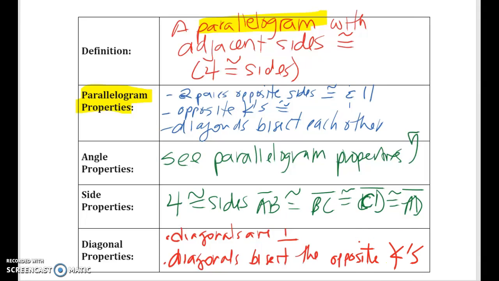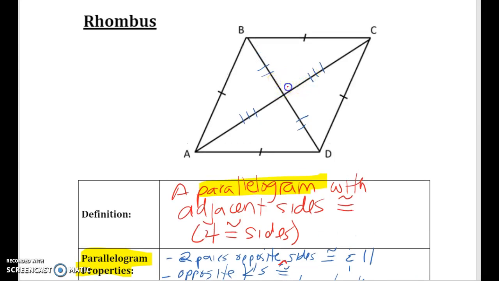Okay, so let's mark that on our picture. Diagonals form 90-degree angles because they're perpendicular. We know that angle A and angle C are congruent because they are opposite, and AC is going to cut those angles in half. Bisect means to cut in half. So we know that information as well.